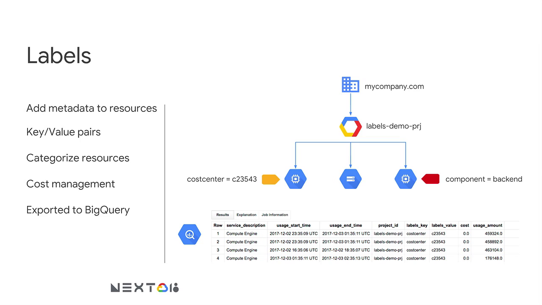So in this example here, we have 2 virtual machines in a project, and they have 2 labels. One is a cost center label. The other one is a component equals backend type of label. So both labels are exported to BigQuery, and then you can do grouping, and you can do cost allocation based on criteria defined by your labels. Like you can find out how much your front end or back end cost, or how much you need to charge back to cost center X.